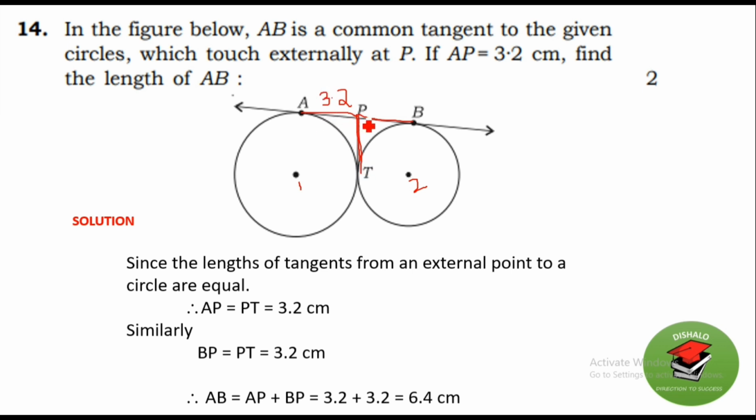So AP is what? 3.2. So PT will be how much? 3.2. Right? So if PT is 3.2, what will be BP? BP will also be 3.2. So AP equals PT equals 3.2, and PT is also equal to BP, so this is also 3.2. You have to find AB. From this figure, AB is AP plus BP. So 3.2 plus 3.2 is 6.4 centimeter.